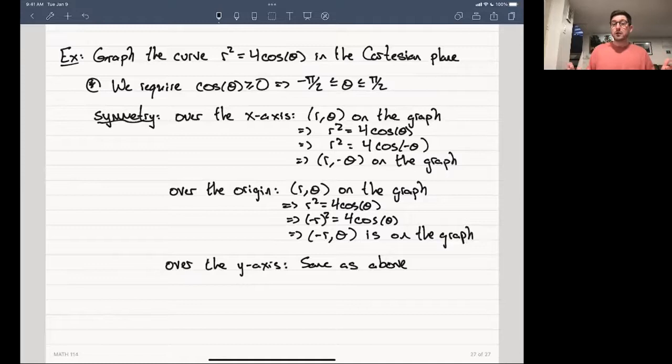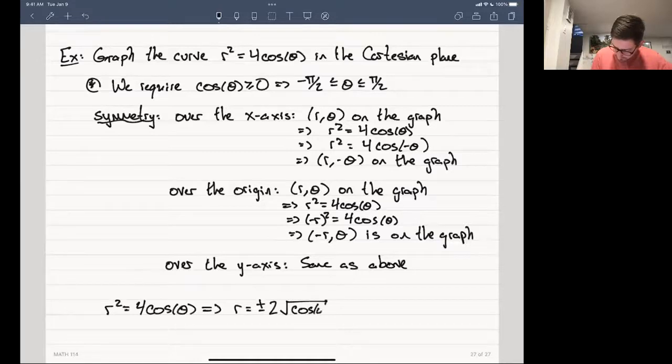Again, it's not given to us in the terms of a proper curve. But since we've restricted ourselves to the theta variables where cosine is positive, then r squared is equal to 4 cos theta is the same as saying r is equal to plus or minus 2 root cos theta. Now we have to be careful, right? We have the plus or minus coming in here now.